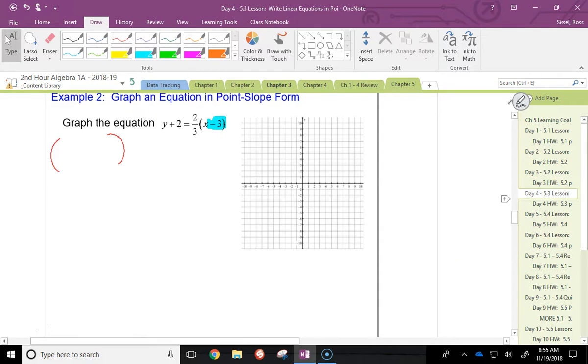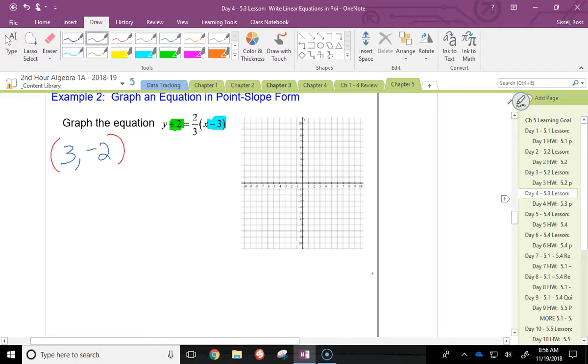So what is my x coordinate that I'm going to graph? Positive or negative? Positive. Good. It's listed as a negative in the equation, so we make it a positive. My y coordinate was a 2. It's a positive 2. So what is my y coordinate that I graph? Negative 2.